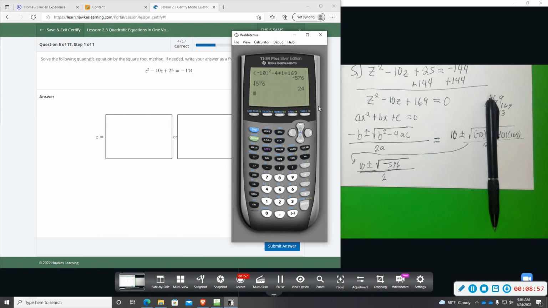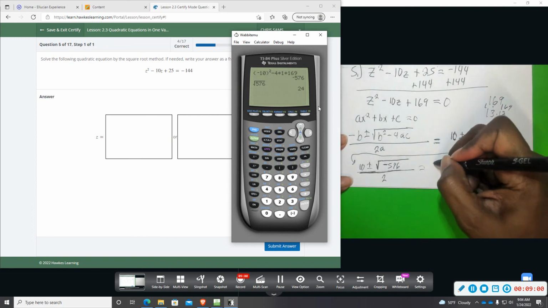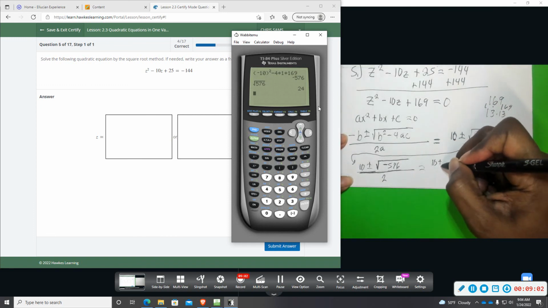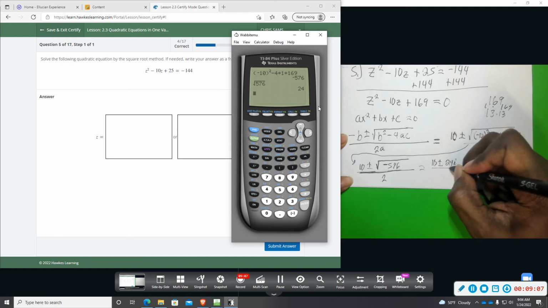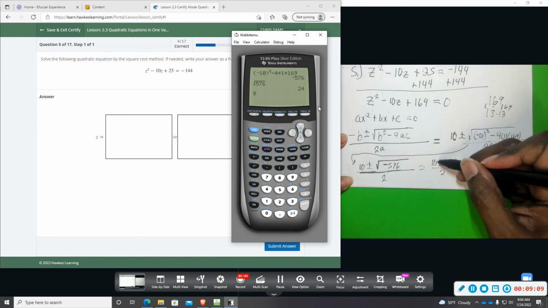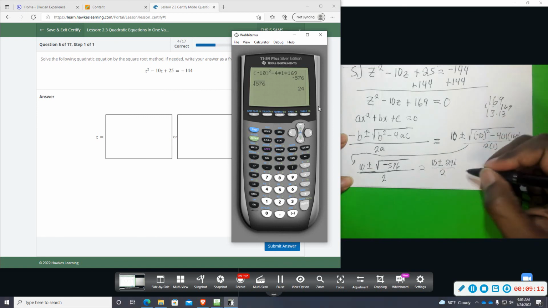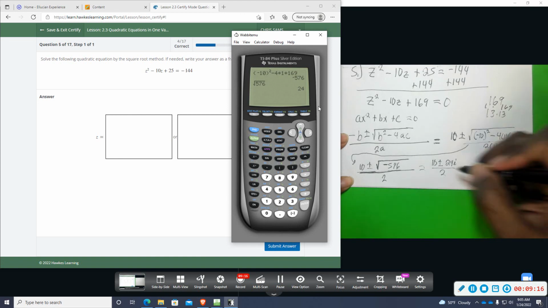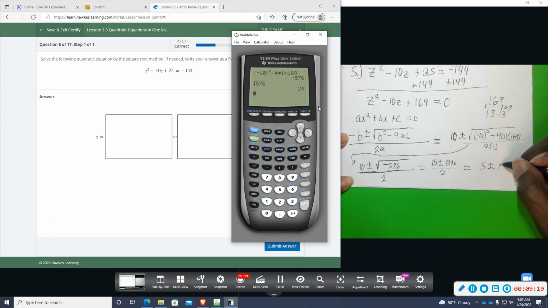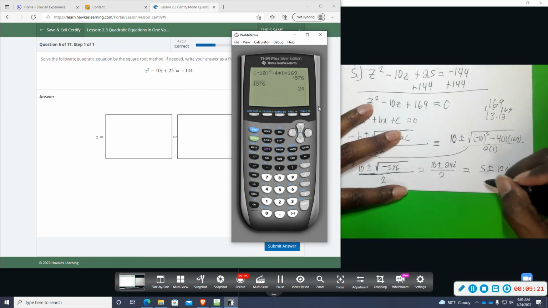So 24. When we evaluate that, we get 10 plus or minus 24i all divided by 2. Now both these terms are divisible by 2, so we're going to do that. It's going to give us 5 plus or minus, and 24 divided by 2 is 12. So we get two answers. We get 5 plus 12i, and then we get 5 minus 12i. So these are our two answers here.